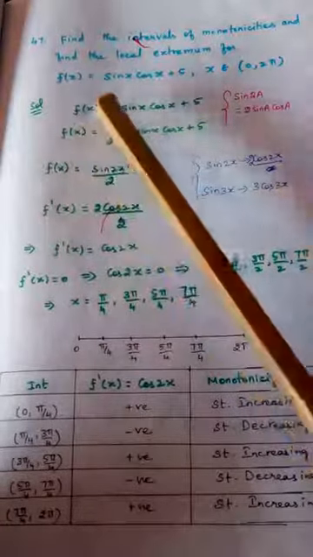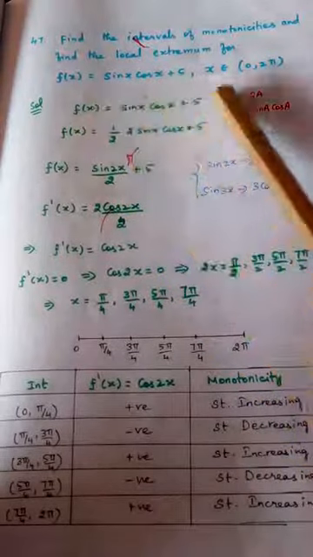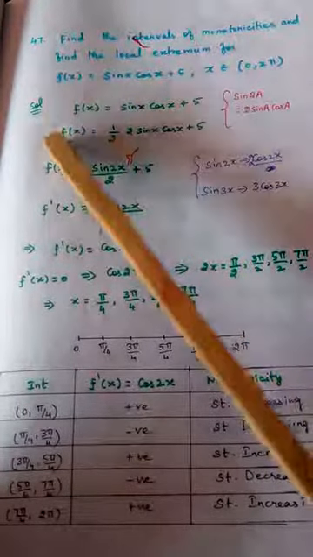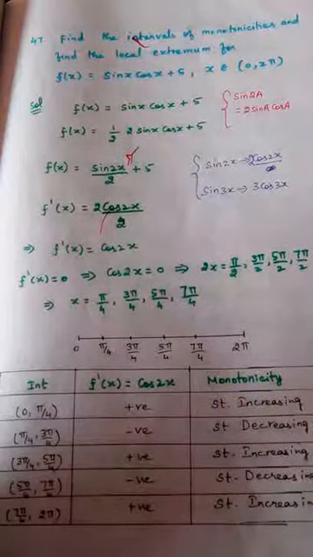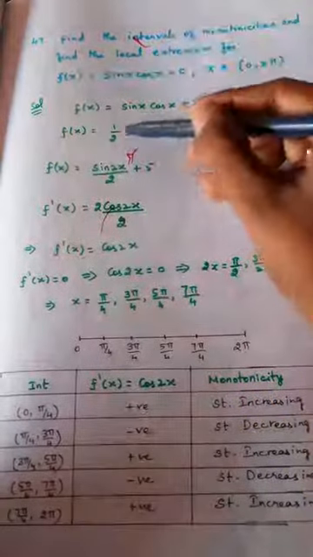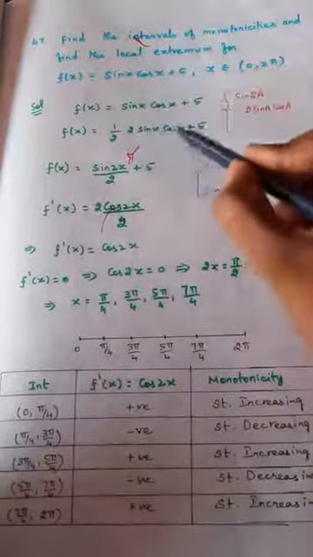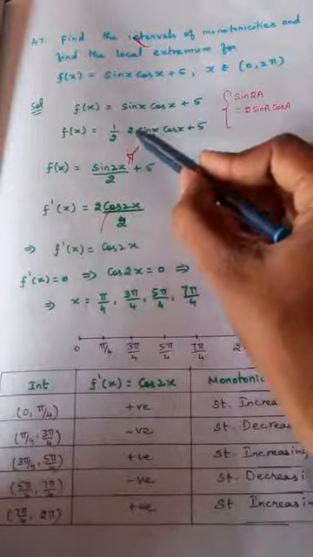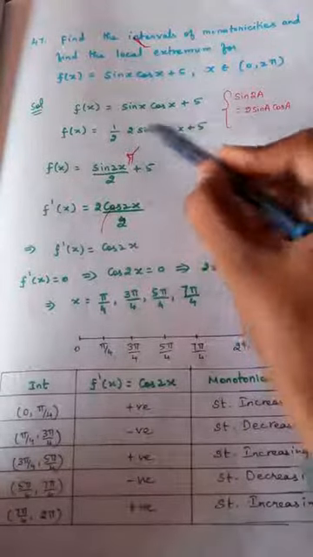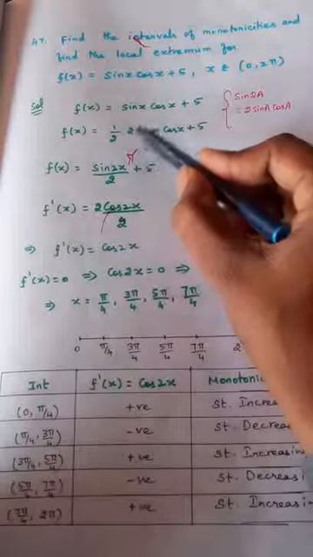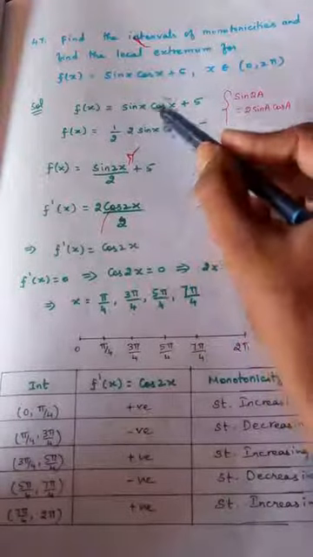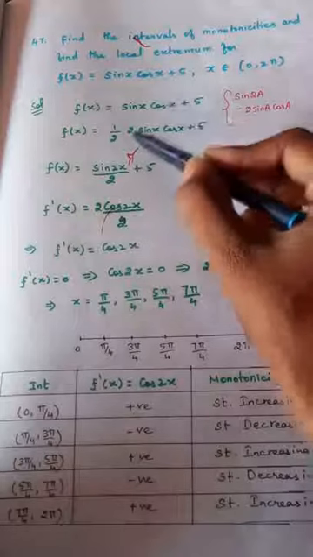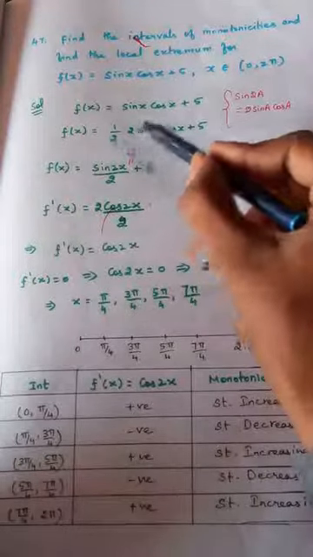But here, before differentiating, we are simplifying this function. f of x is equal to, first we are multiplying and dividing by 2. So sin x cos x plus 5 is there. What we did here, we just multiplied the sin x cos x with 2 and divided it by 2. The 2 will get cancelled, so you will get the same function here.